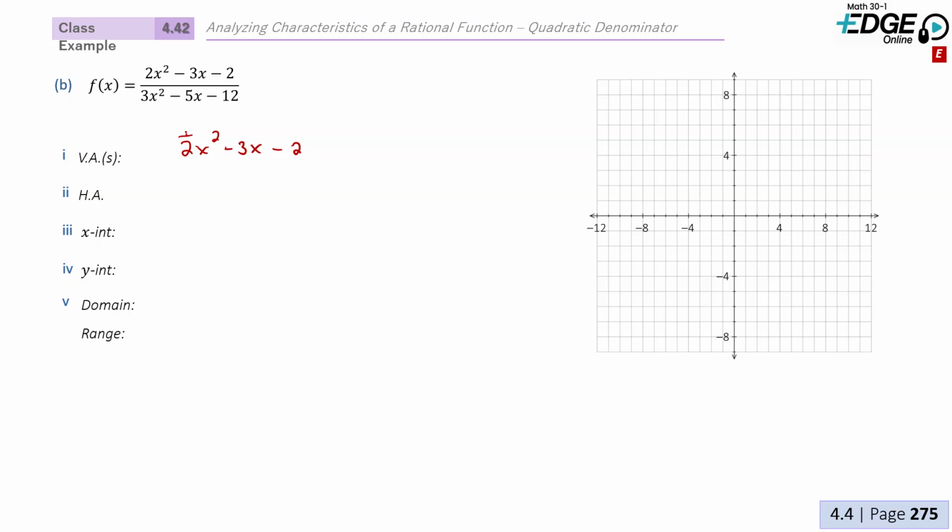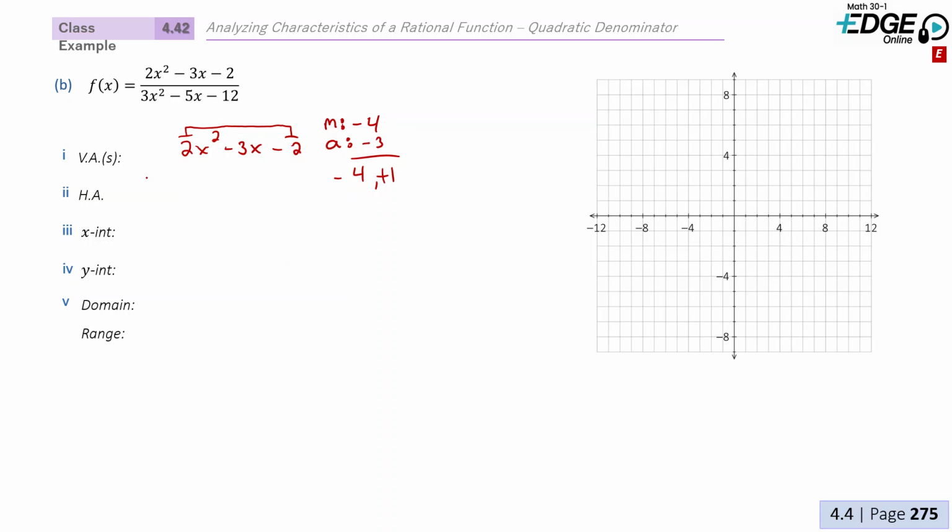So we need to find numbers that multiply to negative 4 and add to negative 3. So that would be 4 and 1. And I need to multiply to a negative and add to negative 3. So that's going to be negative 4 and positive 1.